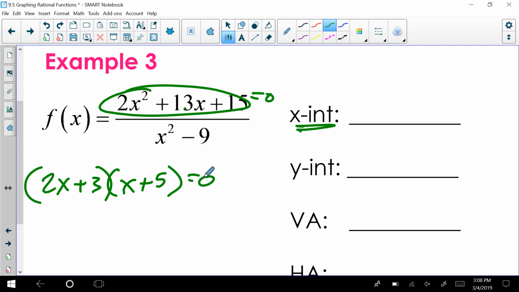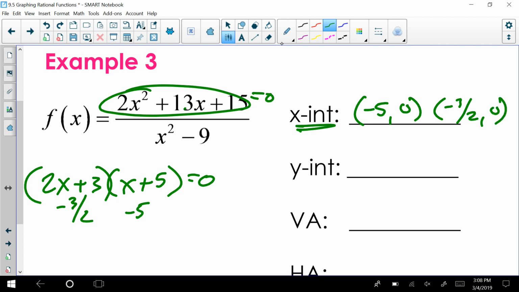Plus, plus. 0 product property again, so I'd solve this. This one would give me a negative 5. This one would give me a negative 3 over 2. My x-intercepts, remember, are always the number 0 and then the number 0. So I have 2 of them. Okay, that doesn't seem too hard.